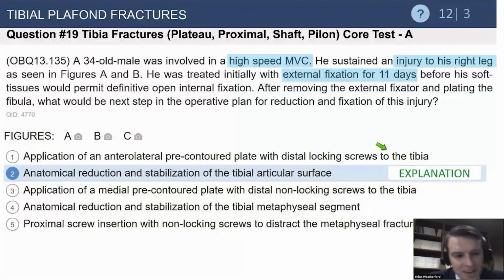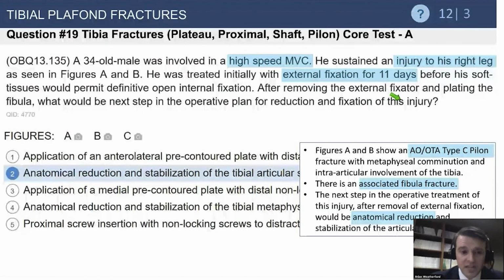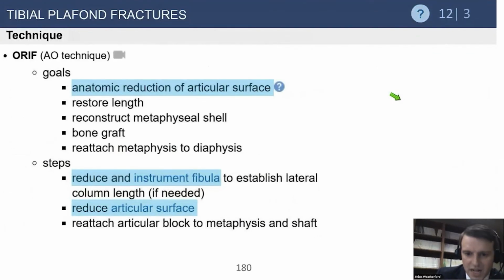All right, so the basic question is what you would expect. It's an anatomical reduction and stabilization of the tibial articular surface. So you have restored length, you've hopefully anatomically reduced your fibula, because otherwise it's going to be very difficult to get the tibia right. And now you want to achieve an anatomic articular reduction. Why do we want to do that? Again, those figures showed a C-type pilon fracture, associated fibular fracture, anatomic reduction. So these are the basic steps: external fixation, soft tissue rest, delayed open reduction, and internal fixation to achieve the best possible outcome of these injuries.